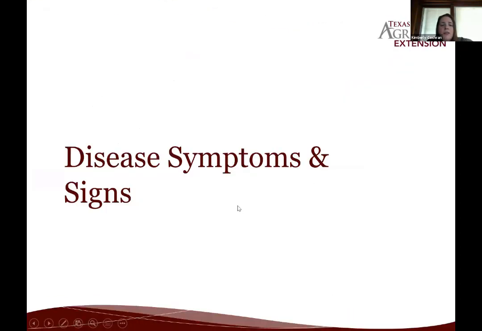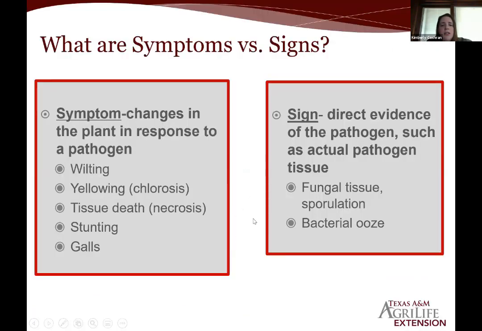All right, so disease symptoms and signs. This is where we're going to get into the meat and potatoes of the presentation on the biology side of things. So what are symptoms versus signs? Well, symptoms are changes in the plant in response to a pathogen like wilting, yellowing, tissue death, stunting, and galls. Signs are direct evidence of the pathogen, like actual pathogen tissue.